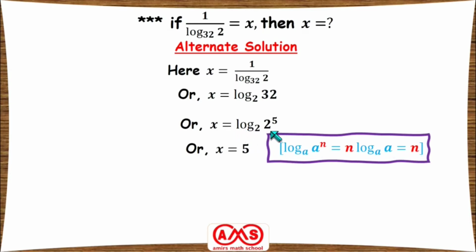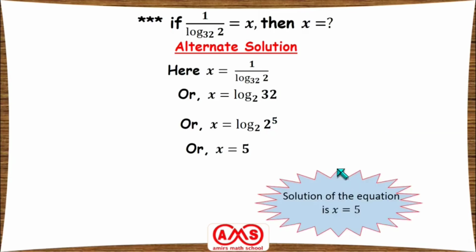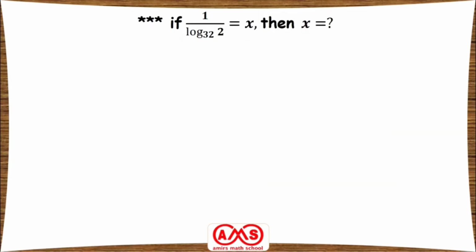So the value of this term will be just 5. The solution of this equation is x equal to 5. Now let's see another alternative solution, that is, alternative solution 2 of this problem.